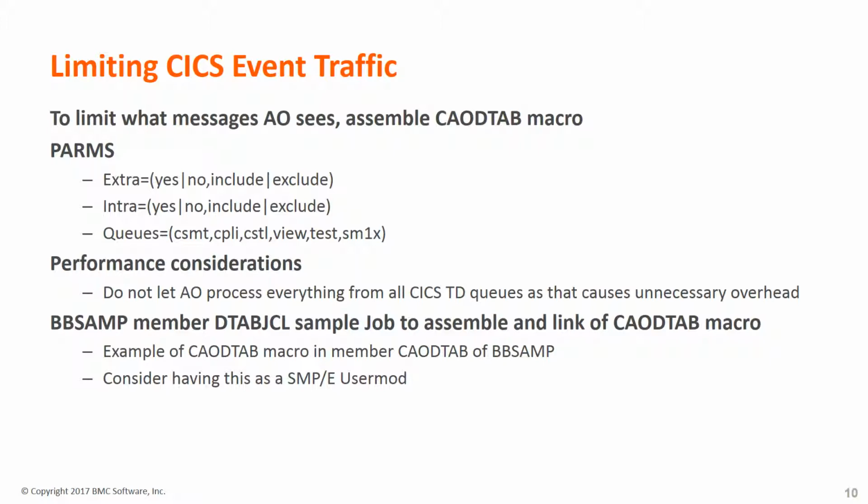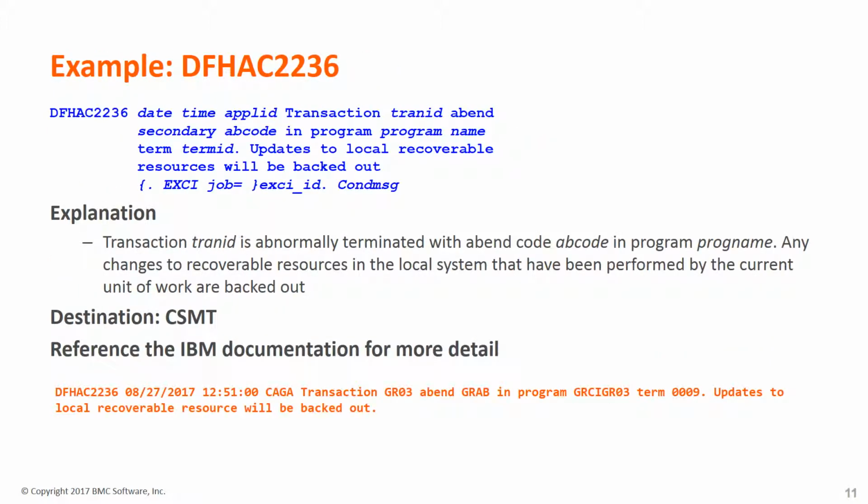And we do provide you with a sample job to show you how to assemble and link the CAODTAB macro. It's in the BBSAMP library member DTABJCL. Let's walk through building a rule for a CICS TDQ message. In this case, we're going to consider message DFHAC2236, and it's written to the CSMT TDQ.